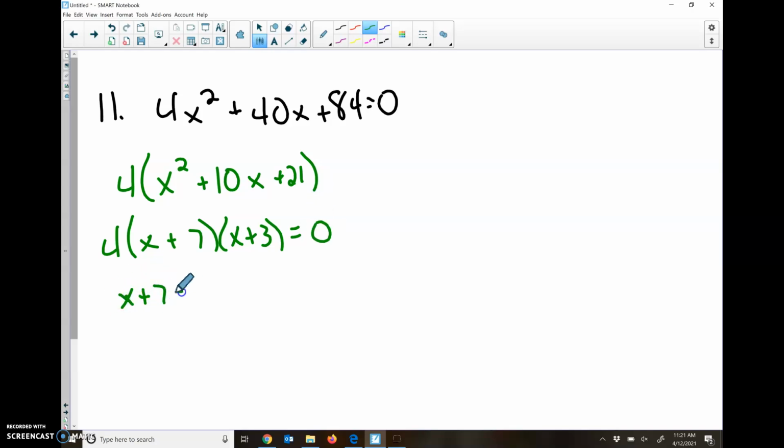So x plus 7 equals 0. Subtract 7 from each side. So x equals negative 7. And then subtract 3 from each side. So x equals negative 3.